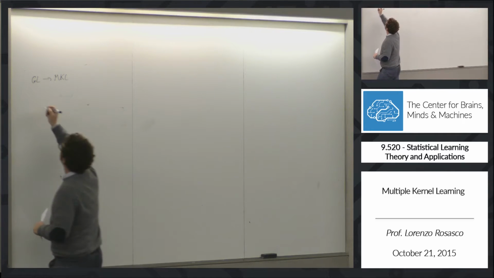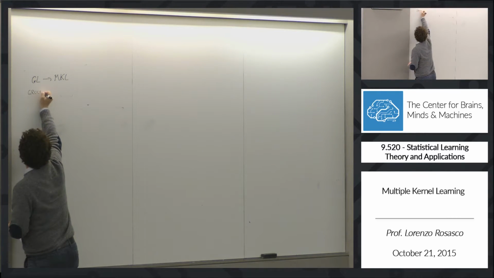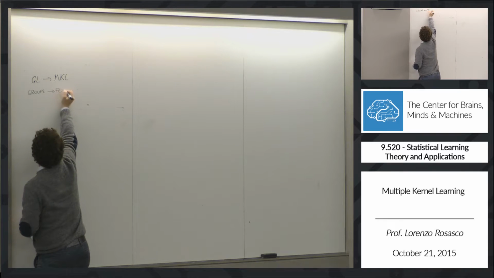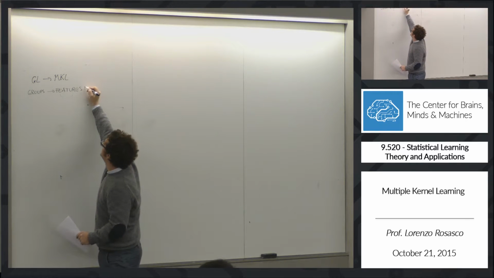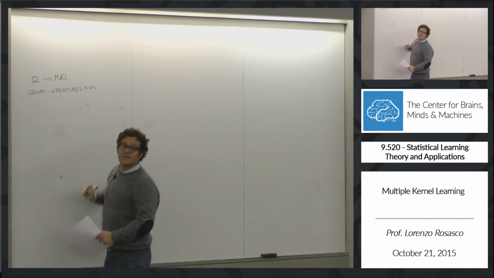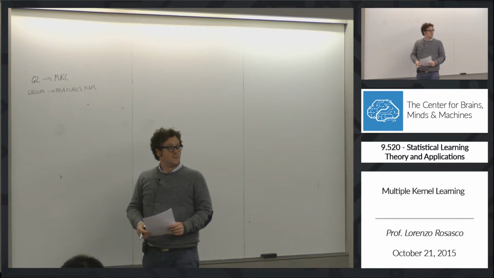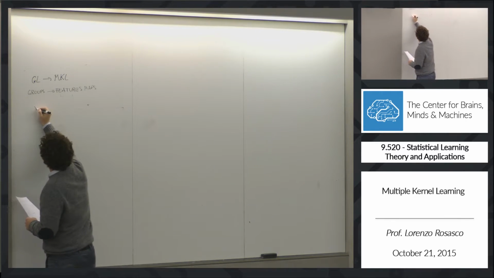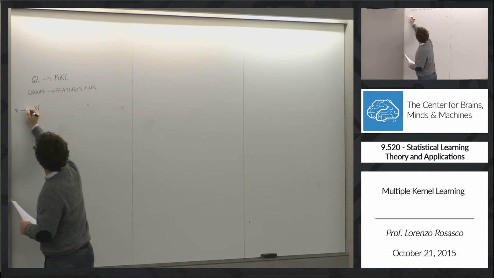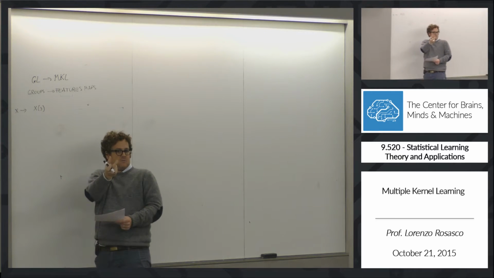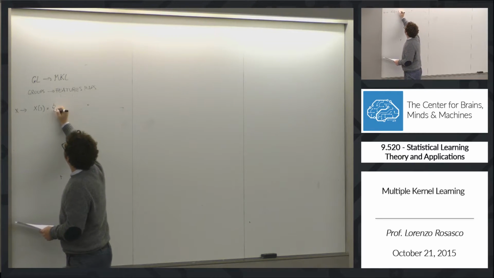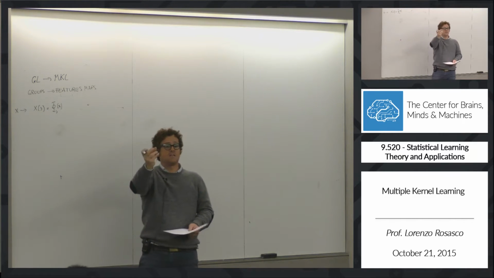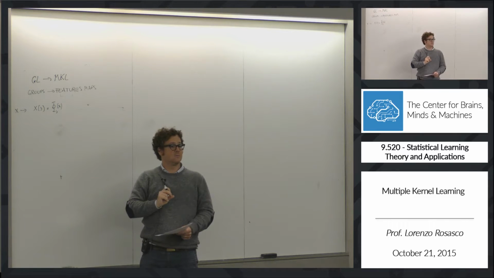So from groups, we now go to features, or rather feature maps, in the sense of kernels. Okay? So let's do it. Given x, I called x_j the part corresponding to the first group, okay? Let me just define a feature map phi_j that is giving me exactly this. So taking a vector, return its part, okay?